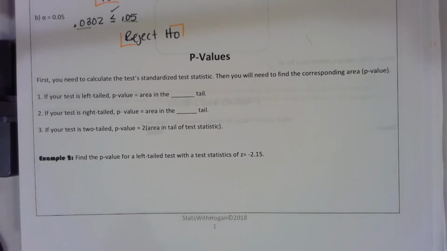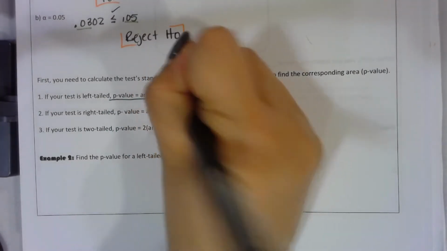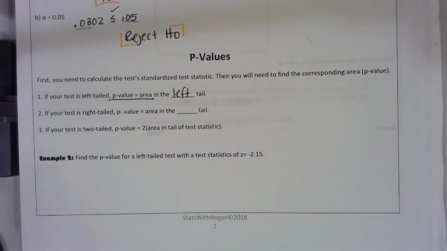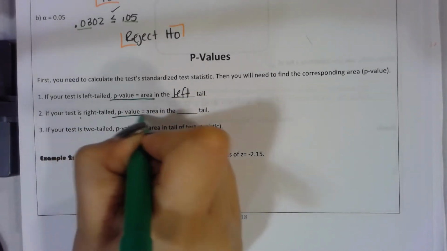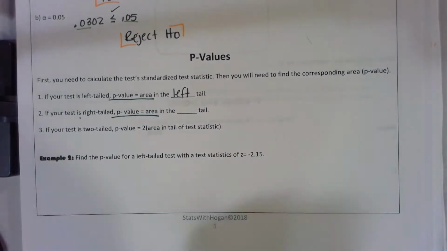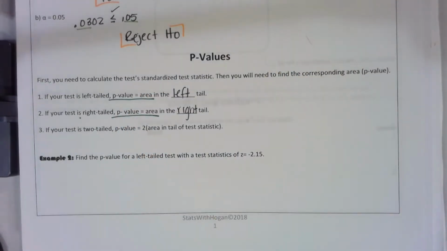On the other hand, if you are a two-tailed test, then your p-value is going to be equal to 2 times the area in the tail of the test statistic. What this means is if you're a two-tailed test, you'll either shade to the left or you'll shade to the right. You're going to find the area of the shaded region using either left or right in your calculation, and then you're going to multiply that by 2.